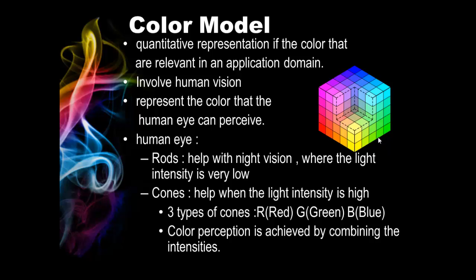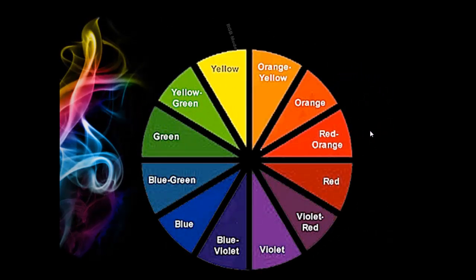The human eye consists of 2 parts: rods help with night vision where the light intensity is very low, and cones help when the light intensity is high. There are 3 types of cones: R for red, G for green, and B for blue. Color perception is achieved by combining the intensities. This is an example of the RGB model. It consists of mainly 3 primary colors and the derivation of these colors.